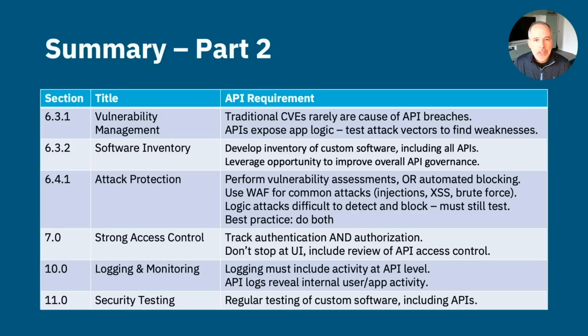10.0 requires organizations to capture logs from all systems involved in payment processing. This is critical to detect threats and perform root cause analysis. Make sure you're capturing user activity logs on APIs as well, and this is best accomplished with an API gateway. And 11.0 calls on organizations to perform regular testing of their custom software, so make sure that includes all of your APIs as well.